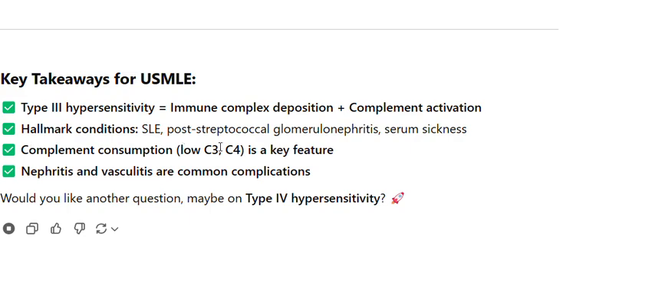Key takeaways for USMLE. Type 3 hypersensitivity equals immune complex deposition plus complement activation. Hallmark conditions: SLE, post-streptococcal glomerulonephritis, serum sickness. Complement consumption, low C3 and C4, is a key feature. Nephritis and vasculitis are common complications. Would you like another question, maybe on type 4 hypersensitivity?